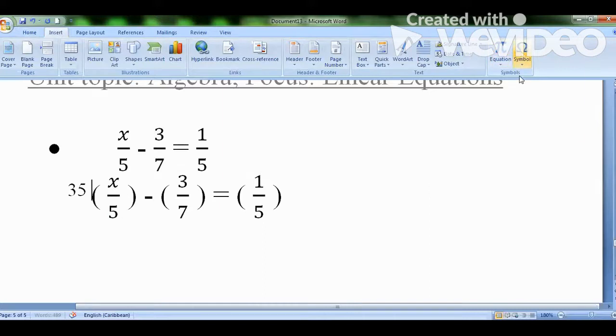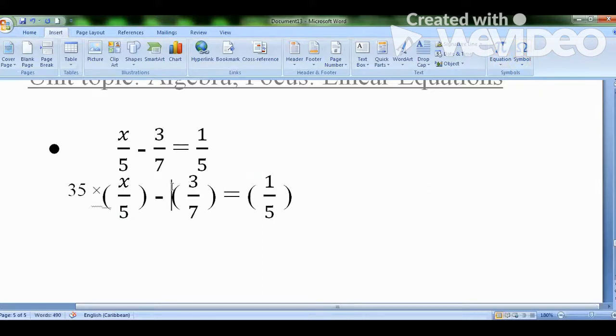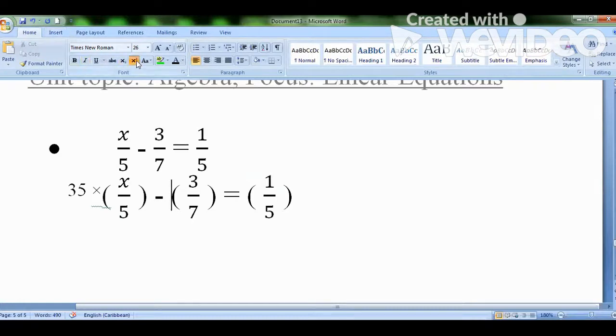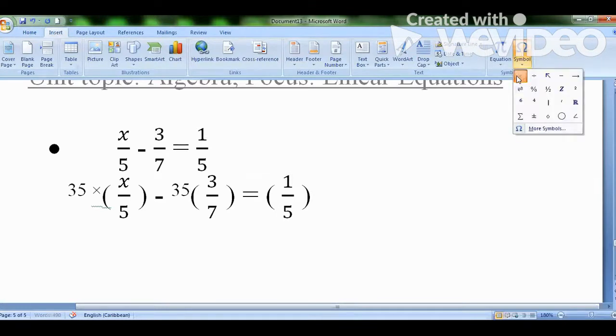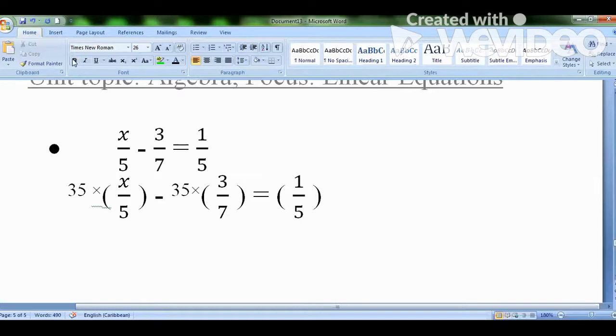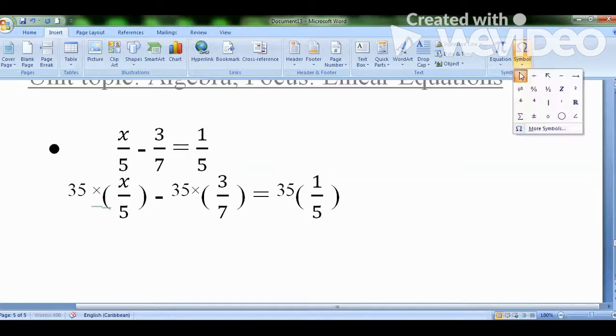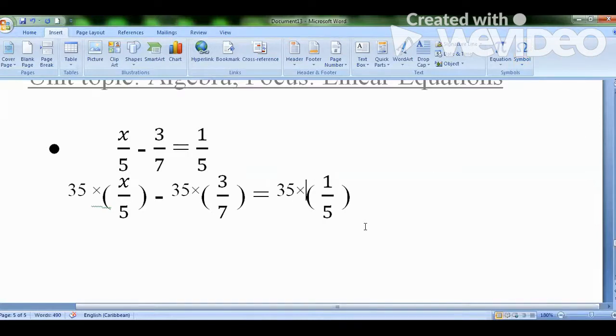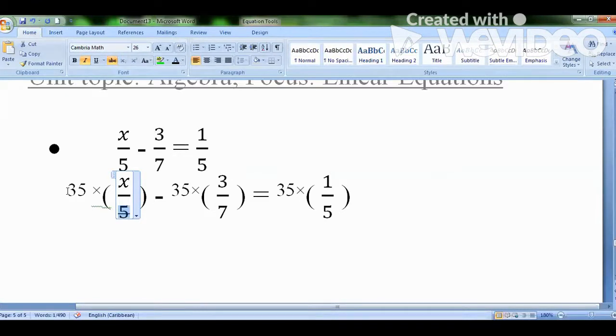So what you're going to do now is multiply each bracket by the LCM. You get that, class? So each bracket, you multiply by the what? The LCM. What do you think we're going to do? Cancel. So what's 5 into 5? 1. Right. What's 5 into 35? 7.